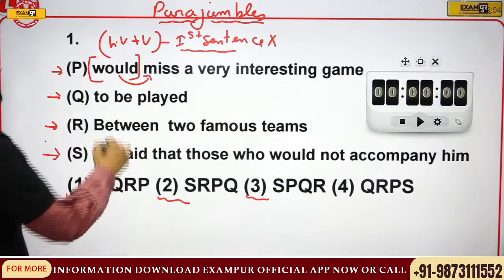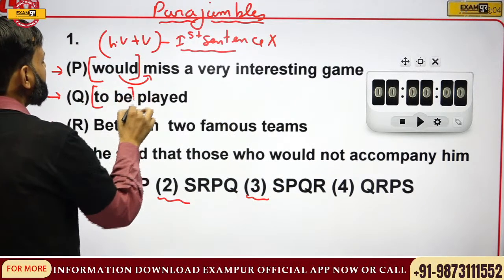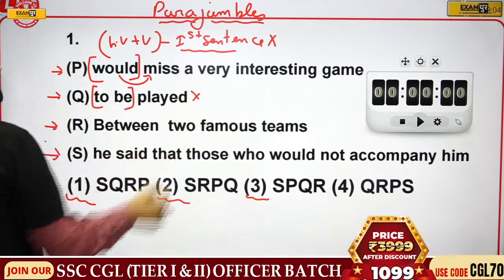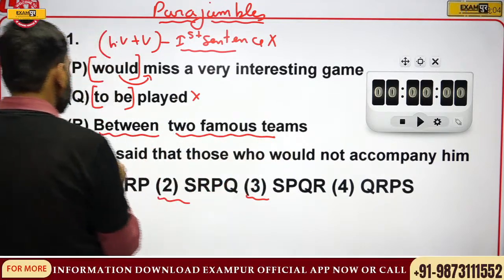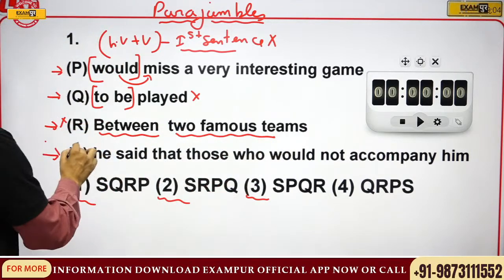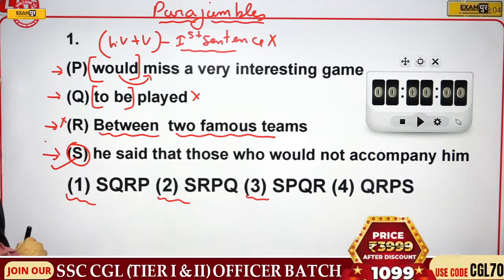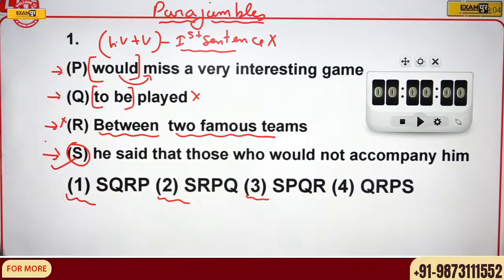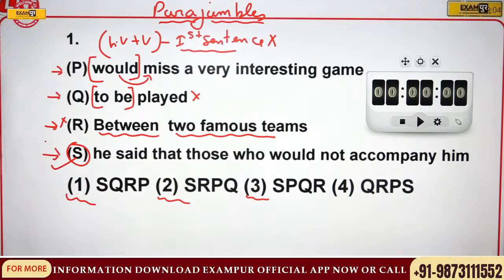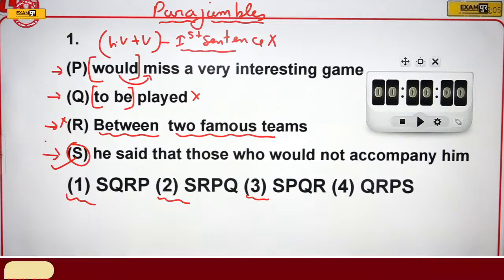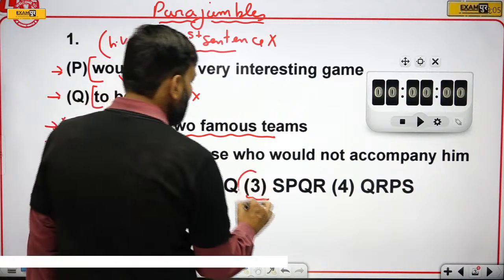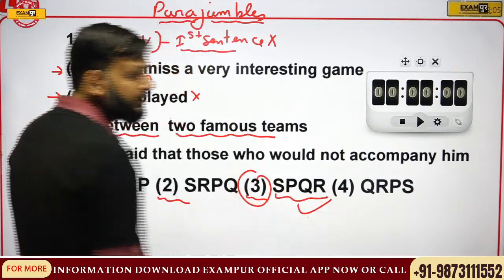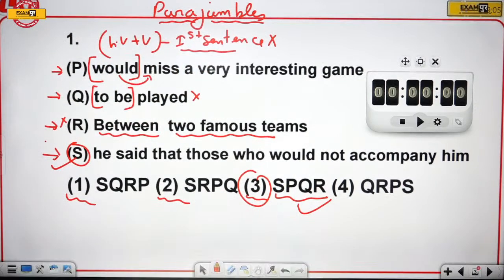Now, "to be played", again this sentence has to plus V1, cannot be the first sentence. And "between two famous teams", this is a preposition, cannot be the first sentence. It means it is clear that the first sentence is the sentence S. He said that those who would not accompany him would miss a very interesting. So S should be followed by P. So here SPQR is the right answer.